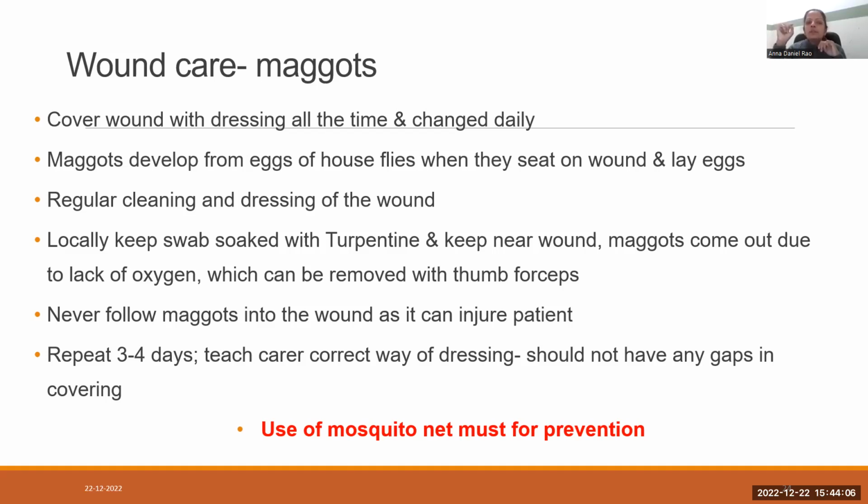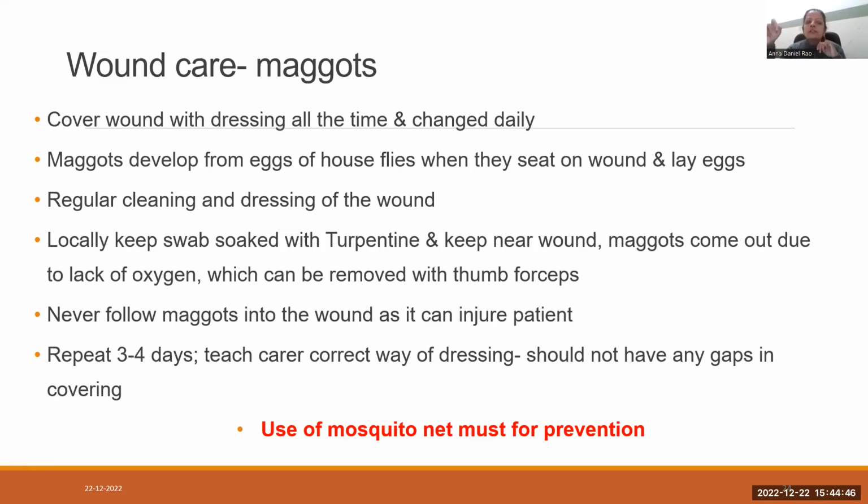Okay, and you should remember one thing, never follow maggots into the wound. Okay, because as soon as you try to catch the maggots, they will try to go back into the wound. And if you take your forceps near that, then it is very much possible that the tip will cause injury to the local tissues. So never follow the maggots into the wound with the thumb forceps. Okay, that should be kept in mind.